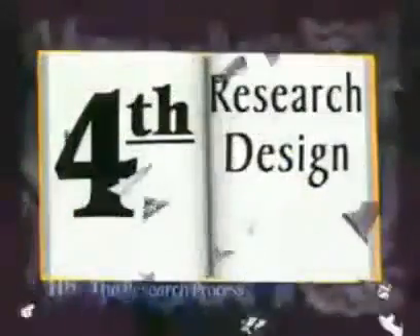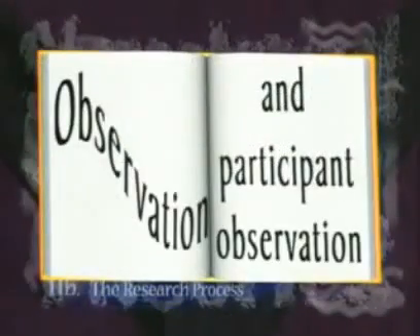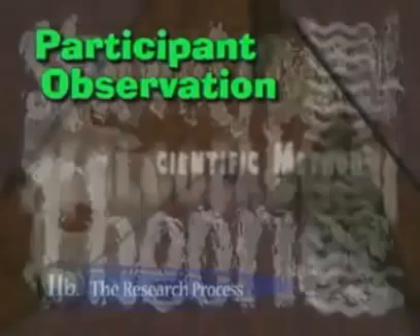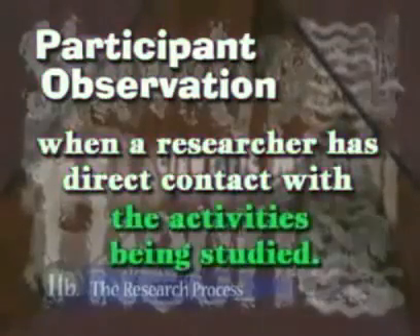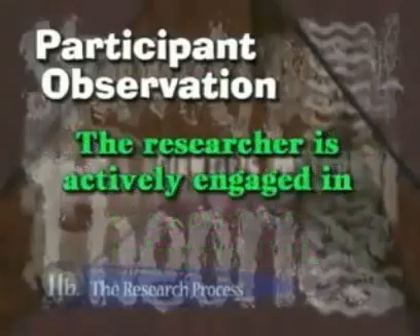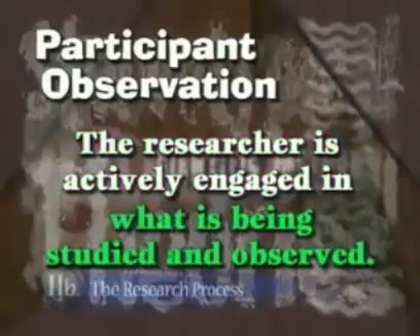The fourth type of research design is observation and participant observation. An example of observation is when a sociologist studies the group dynamics of a clique of teens without speaking or interacting with them in any way. The researcher tries to be as unobtrusive as possible. Participant observation is when a researcher has direct contact with the activities being studied. The researcher is actively engaged in what is being studied and observed.